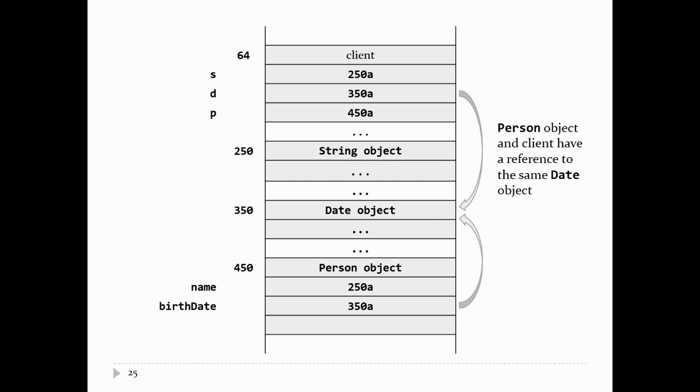So the person object has references to a string object and a date object, and the caller of the constructor has references to the same two objects. In other words, no one has exclusive ownership over that or that.